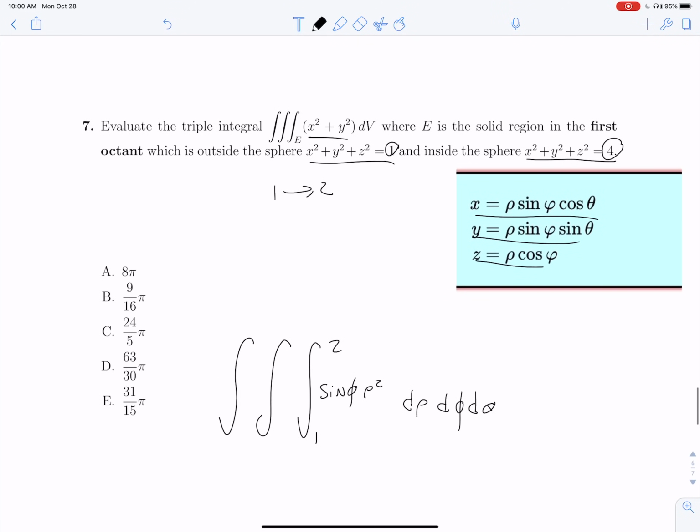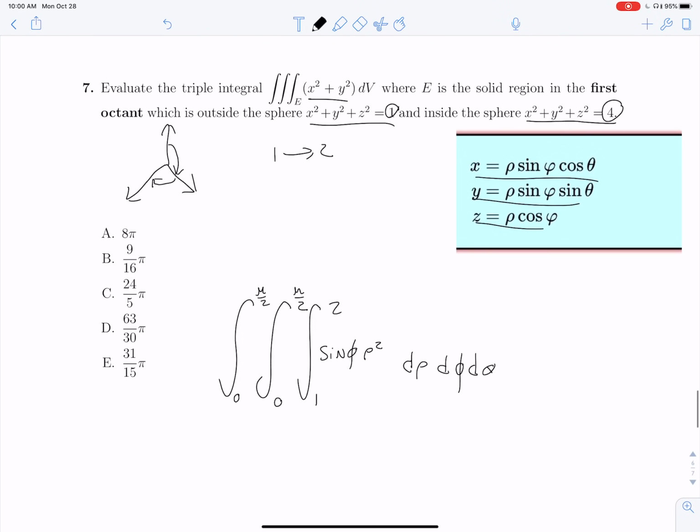Phi, well, we're in the first octant, in this little area here, so phi has to run down from the z-axis to the xy plane, which is pi over 2, a 90-degree angle, and our theta also can only run a 90-degree angle, so we get pi over 2. But let's go take a look at our integrand.